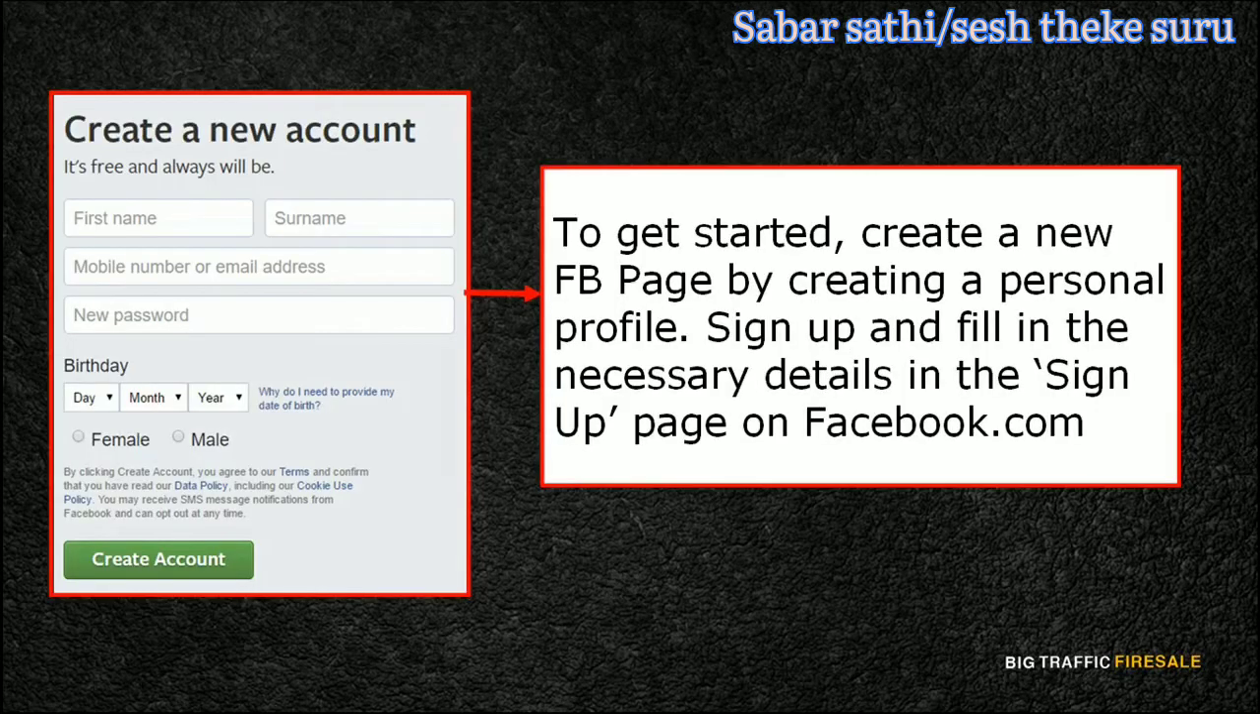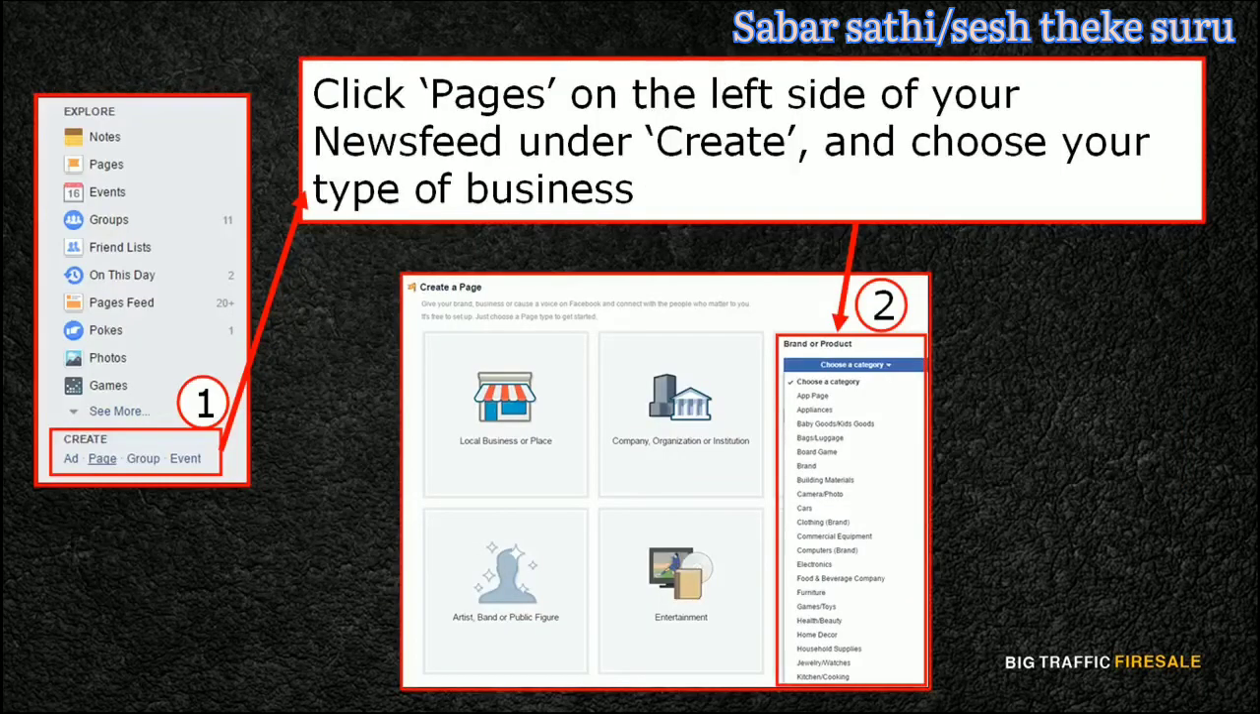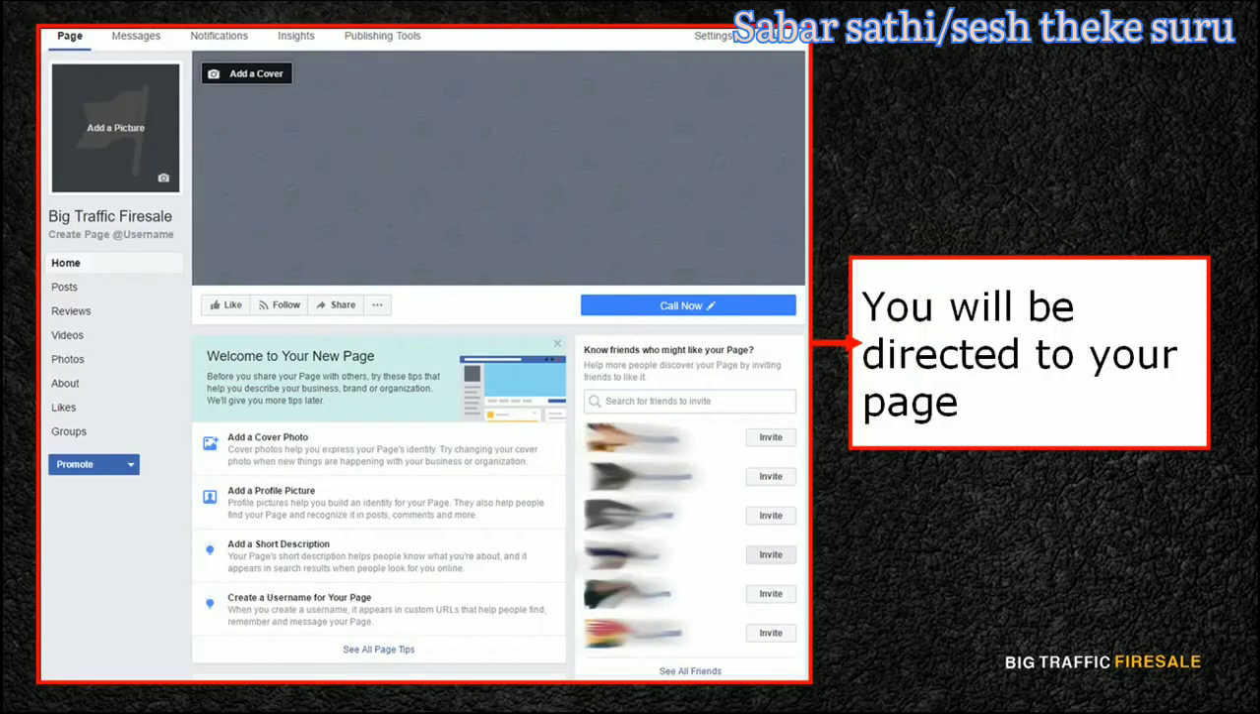To get started, create a new Facebook page. To do so, create a personal profile, sign up, and fill in the necessary details in the sign-up page on Facebook.com. If you have an existing personal profile, use that to create a new Facebook page. It's advisable to do so because it'll be easier for you to gain views over your existing friends. Click Pages on the left side of your newsfeed under Create and choose your type of business. Either choice will prompt you to fill in the important details necessary for other users to find you and, of course, the name of your business. You will be directed to your page.